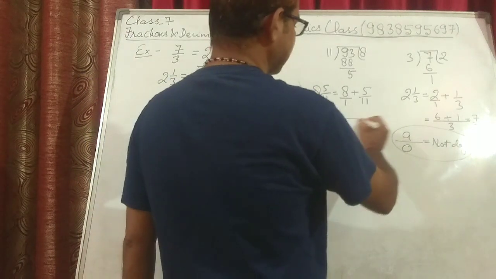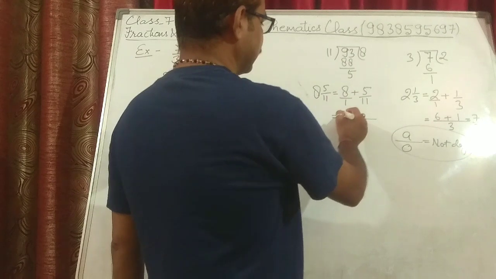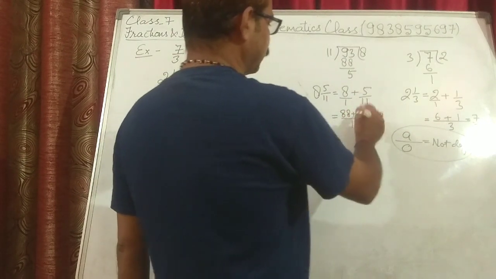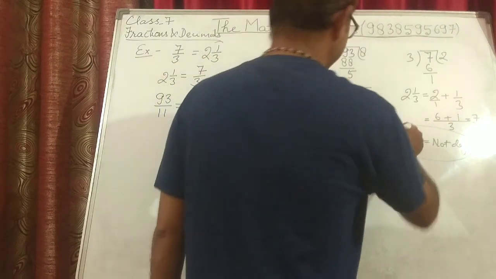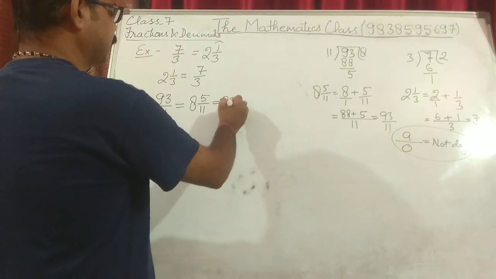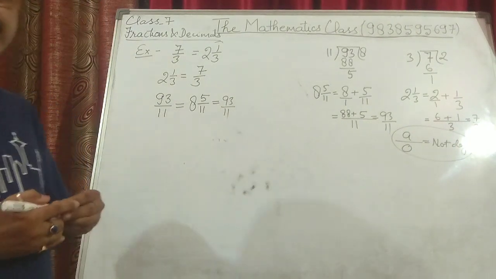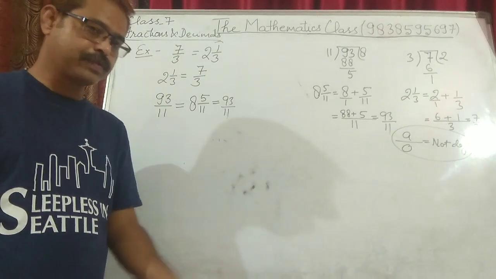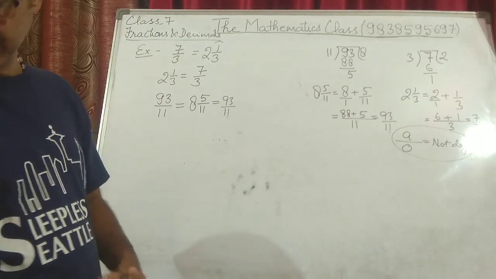So here we'll take LCM. LCM is 1. 1 divides 11 is 11. 11 into 8 is 88 plus 11 divided by 11 is 1, 1 into 5 is 5. 88 and 5 is 93 upon 11. It means this can again be converted to 93 upon 11. This is the method how we can convert improper fractions into mixed fractions and mixed fractions back to improper fractions.